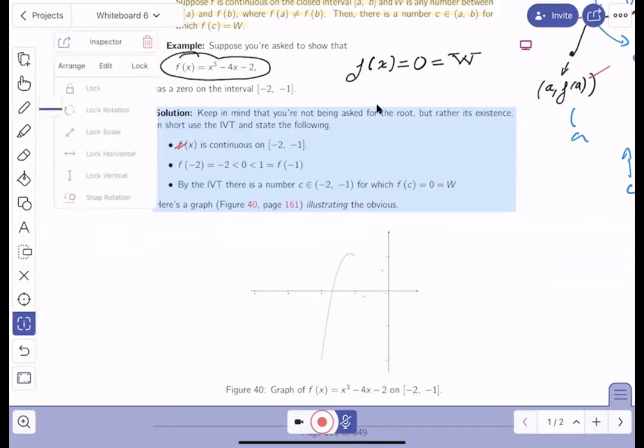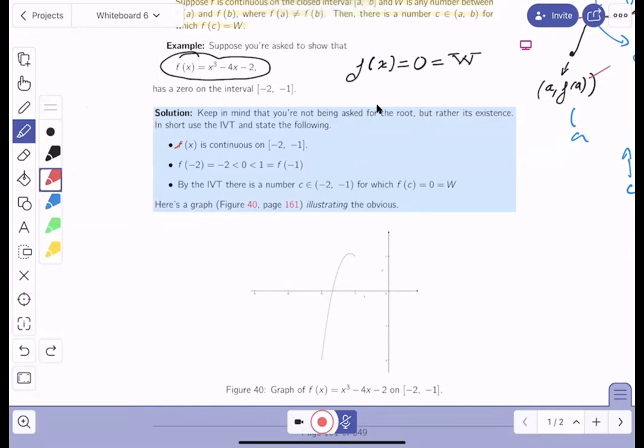This needs to be stated, by the way. So you need to state that. You need to state this. Let me go back. You need to state this, and we're using the IVT. You need to state that. The next thing you need to do is evaluate f of minus 2 and f of minus 1 to make sure they're different.